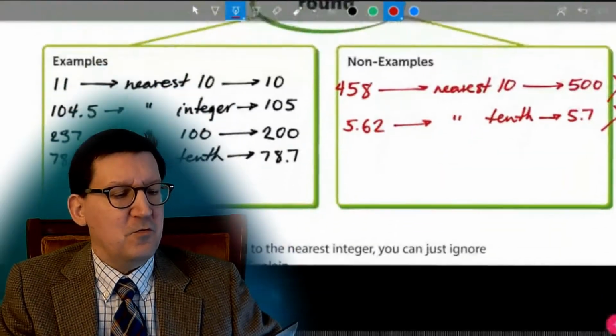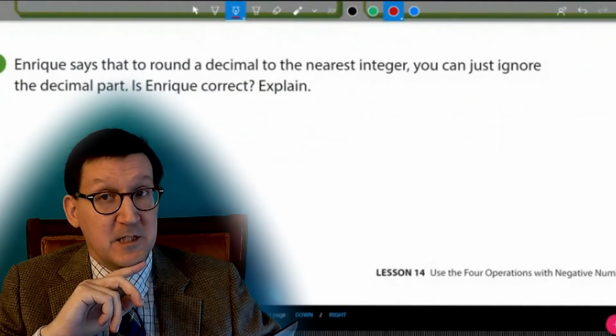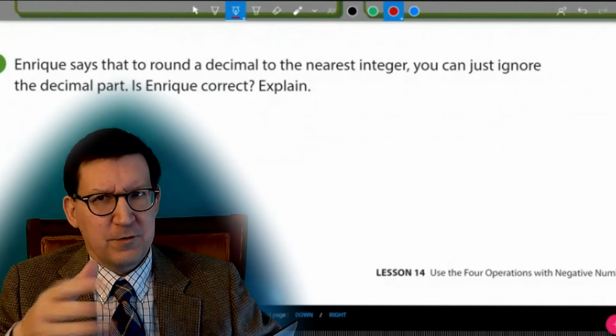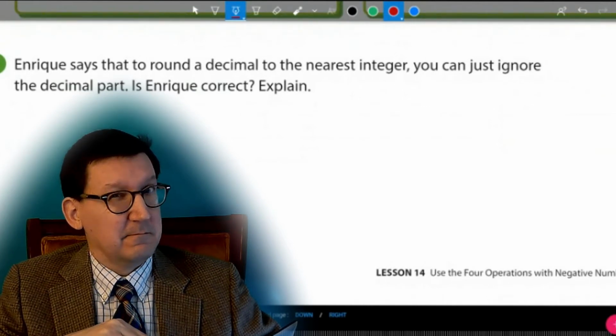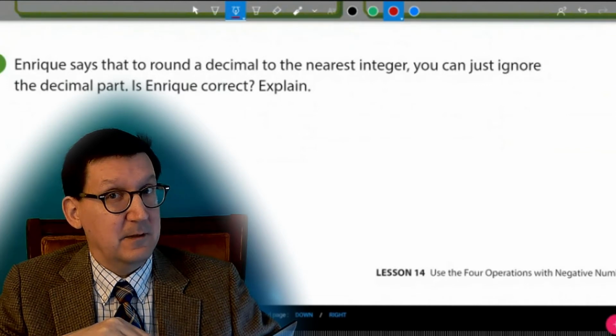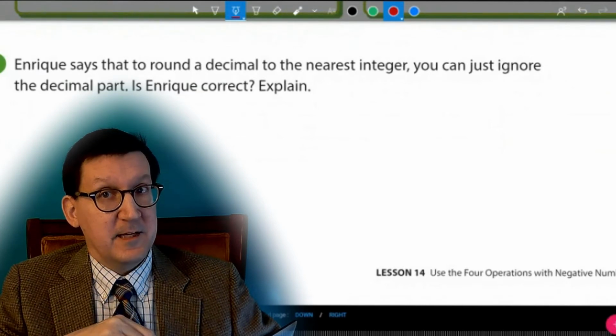Let's look at number 2. Enrique says that to round the decimal to the nearest integer, you can just ignore the decimal part. Is Enrique correct? And explain. What do you think? Is Enrique correct? Can you just drop the decimal off?